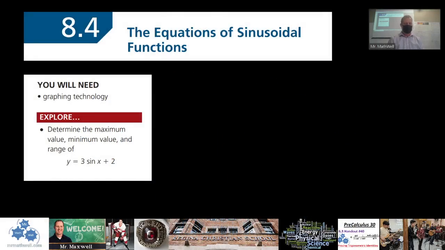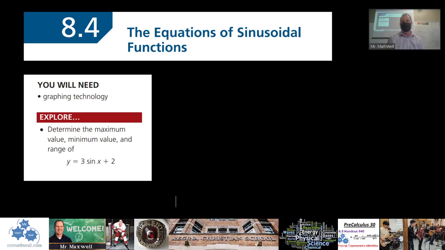All right, taking a look at 8.4 today, and we were talking about equations of sinusoidal functions. Okay, so we've been talking about sine. We've been talking about cosine. We've been talking about the fact that both of those graphs are sinusoidal, and they have this periodic property to them. They go up and down, maximum, minimum, and they're very repetitive.